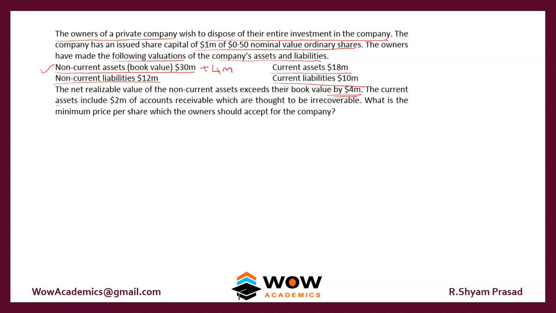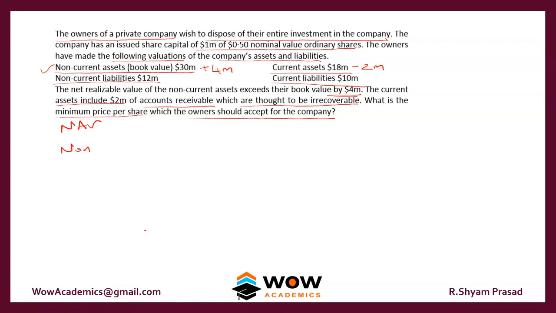The current asset includes 2 million of accounts receivable, which are thought to be irrecoverable. So that value is not going to be realized, and you can deduct 2 million. What is the minimum price which the owner should accept? Whenever they ask you the minimum price, they are asking you the NAV value. So we'll start from this problem.